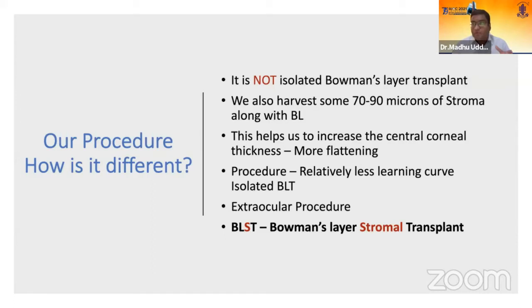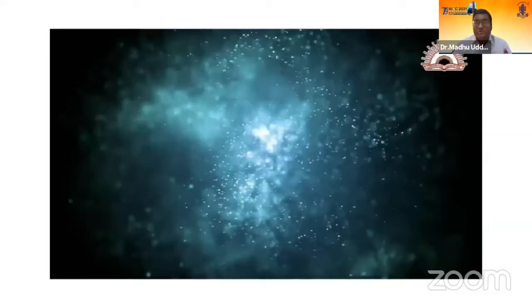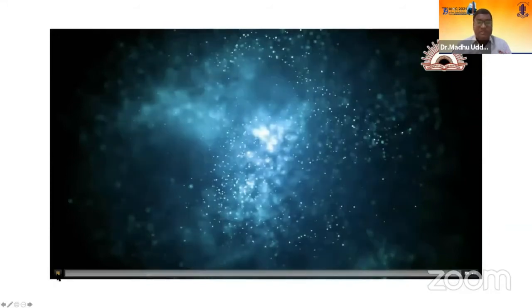Truly speaking, what we are doing is not an isolated Bowman's layer transplantation. In this transplant, we also add 70 to 90 microns of stroma along with the Bowman's layer. This helps us increase the central corneal thickness and attain more flattening. The procedure is relatively less difficult to learn compared to a Bowman's layer transplantation where you have to peel it. And compared to the Melles technique, ours is a purely extraocular technique where we don't enter the AC. These are the modifications we have made to the Melles technique to form our own technique and do the cases that I'm going to show you. This is a short video of the procedure that we do.